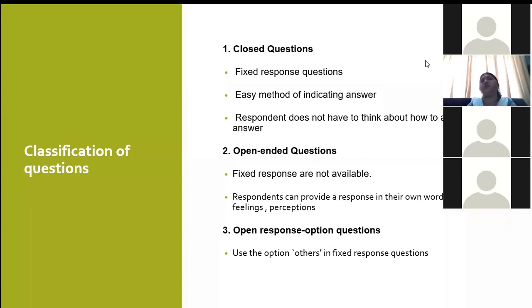In the case of closed questions, the researcher himself gives options. So they are all fixed response questions. The respondent does not have to think about how to articulate his answer. The only thing that he has to do is to select his answer.